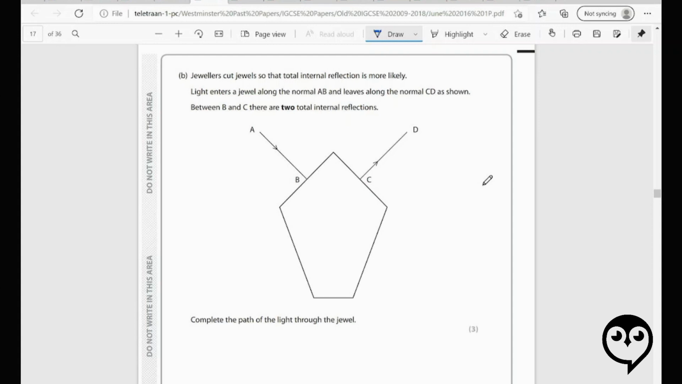Light enters a jewel along AB and leaves along CD. Between B and C, there are 2 total internal reflections. Complete the path of the ray. Okay, so I'll do my best to draw a straight line. This will come here, and it's best to draw a little normal. It might be best to kind of work backwards. Have this one come down like this. There's going to be some symmetry, isn't there? Okay, I would imagine that you're going to come across here. It must be horizontal. I would imagine these heights need to be the same, but basically something along these lines. It probably helps if you draw a normal in there. We'll see what they say about for the 3 marks. Draw your arrows as well.